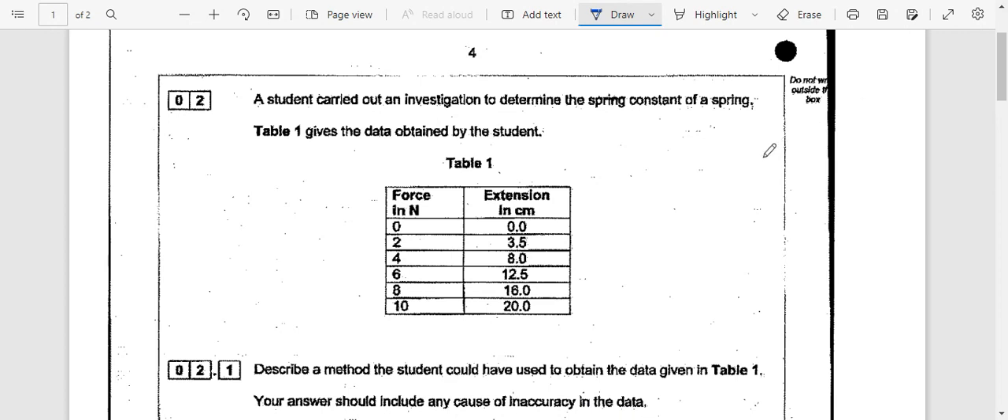Now, the first thing to note about this question is a lot of students might be thrown by spring constant if they've forgotten what it is, but it actually is irrelevant to the question. We are told to describe a method to obtain the data given in Table 1. Table 1 shows forces and extensions, and we are told this is about a spring. So even without knowing what spring constant is, this question's still completely doable.